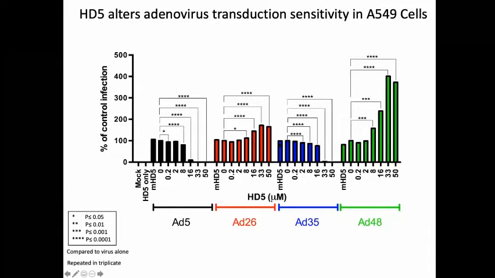We also see the same phenotype with Ad35 with higher concentrations. There's less and less EGFP being expressed, which again is a measure on the y-axis. And with Ad26 and Ad48, these are in contrast to that. And when we compare the two, Ad26 goes up and Ad48 goes up even more than that.